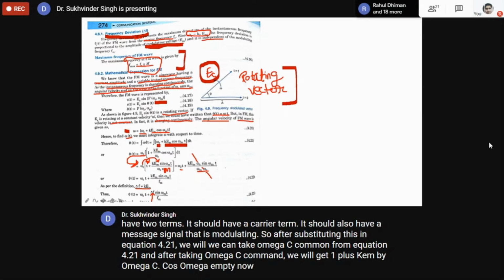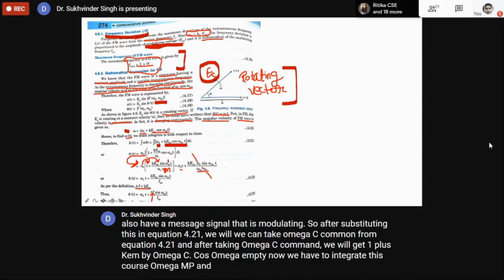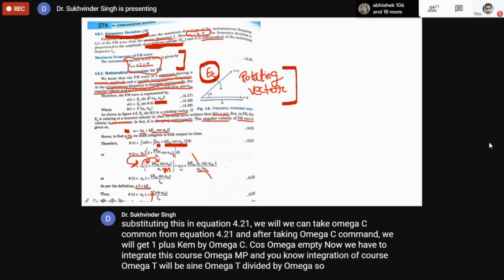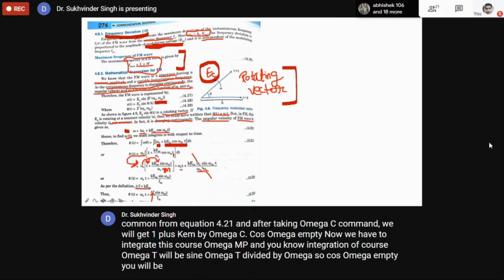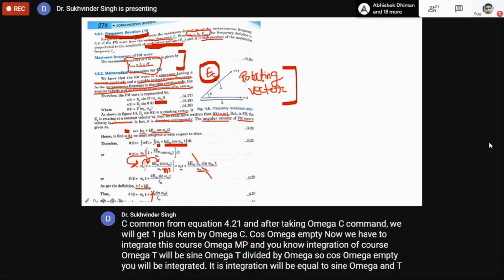Now we have to integrate this cos omega mt, and you know integration of cos omega t will be sin omega t divided by omega. So cos omega mt will be integrated. Its integration will be equal to sin omega mt divided by omega m.